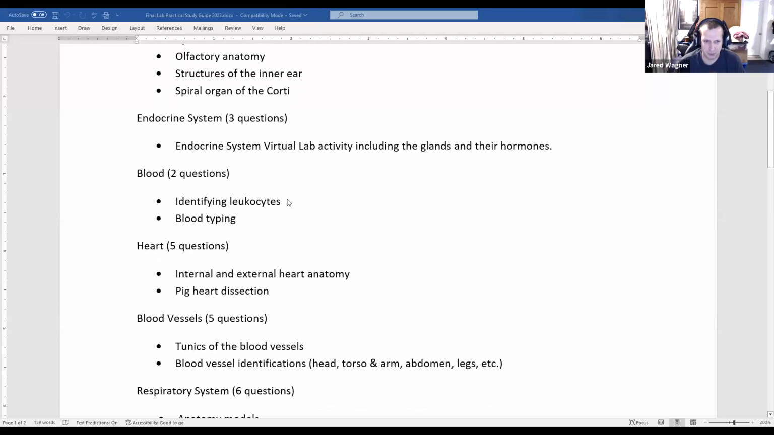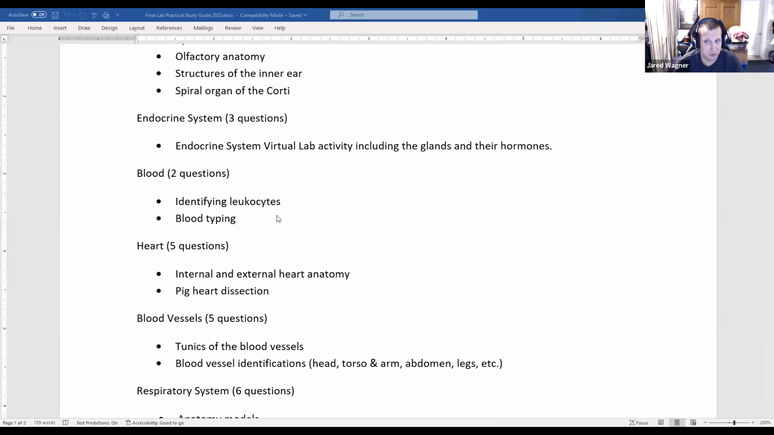Blood, identifying leukocytes, blood typing. Okay, so once again, remember what the different blood types and what the different agglutination, the clumping reactions mean. So for example, anti-A antibody only agglutinates something with A antigen. If it's got A antigen, it's some sort of type A, either type A or type AB.